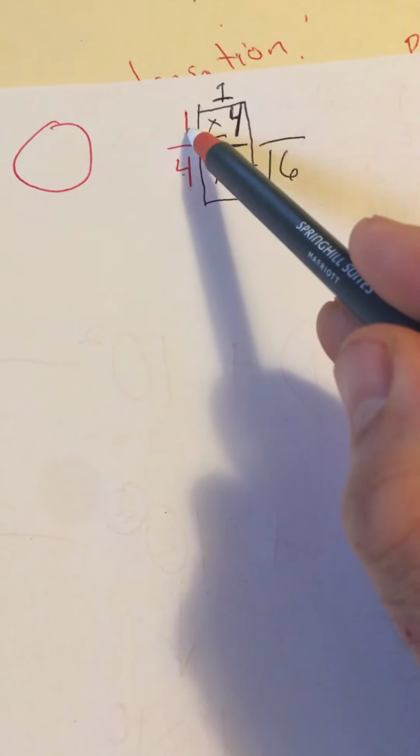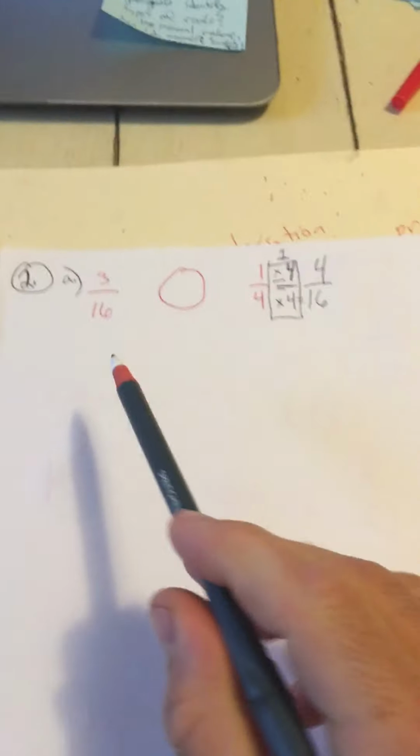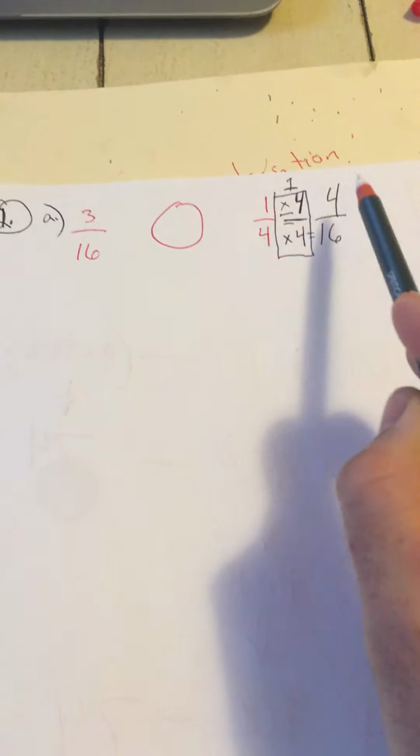It stays the same. So we're not really changing 1/4. We're just making it into a fraction that's equivalent to it. So 4 times 4 was 16, and 1 times 4 is 4/16. So now you can see what's greater, 3/16 or 4/16.